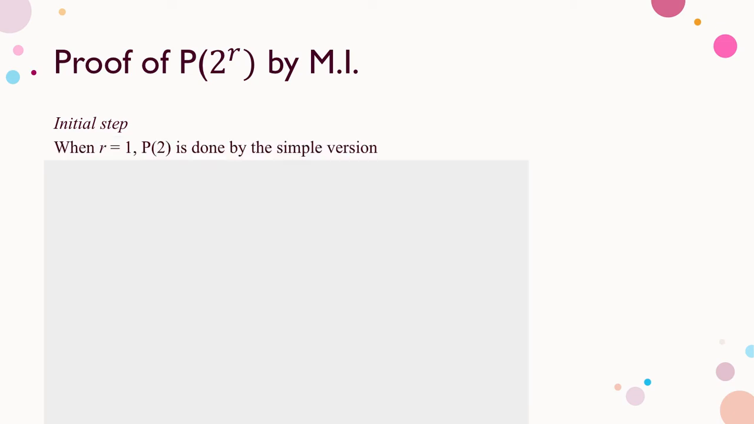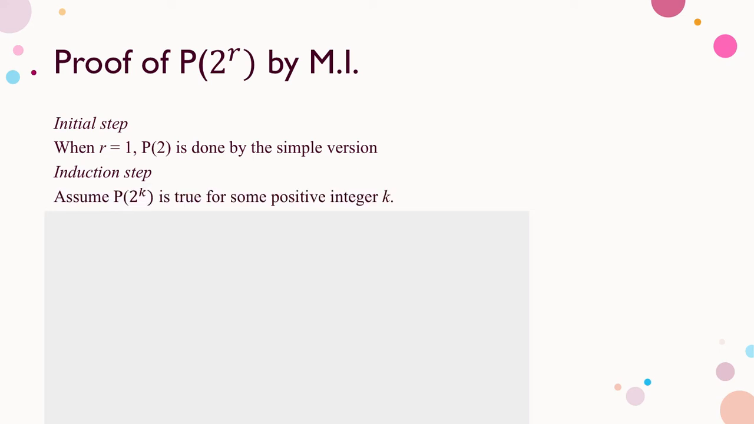For r equals 1, that is the statement when n equals 2, P of 2 has been proved by the simple version in the previous slide. So the initial step is done. The next step is the induction step. Assume P of 2 to the power k is true for some positive integer k. Consider P of 2 to the power k plus 1.